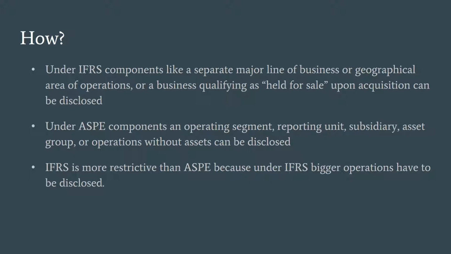Under IFRS, components like a separate major line of business or geographical area of operations or a business qualifying as held for sale upon acquisition can be disclosed. Under ASPE, components like an operating segment, reporting unit, subsidiary, asset group, or operations without assets can be disclosed. IFRS is more restrictive than ASPE, because under IFRS, bigger operations can be disclosed.